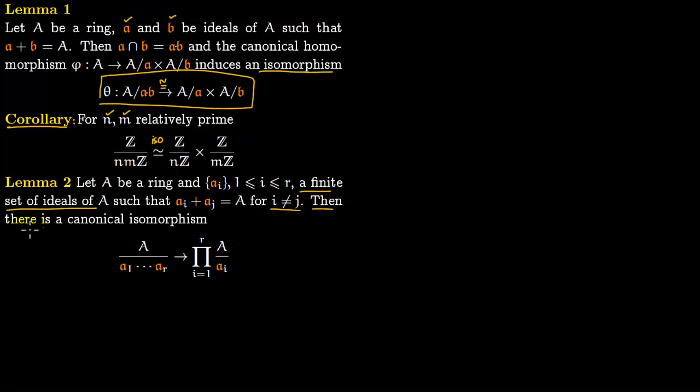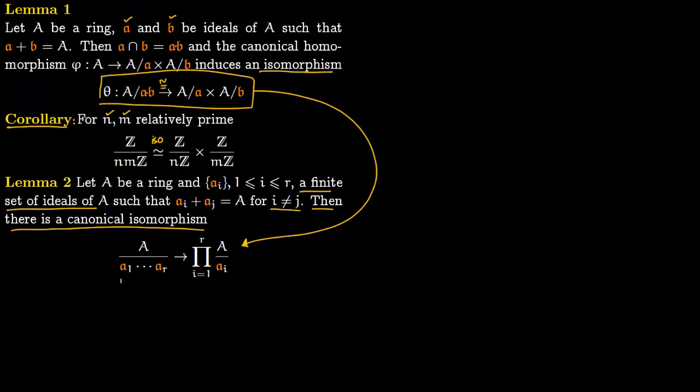Then there is a canonical isomorphism. It is the same isomorphism as before. Instead of two ideals, now you have r ideals here, and instead of a product of two, you have this product of r ideals here. So we are just generalizing this right here.